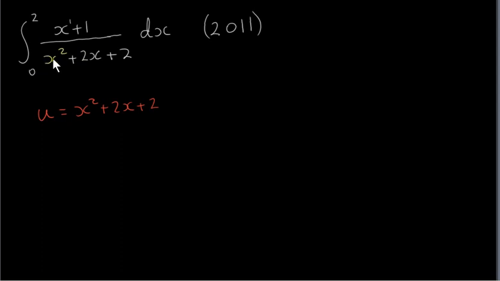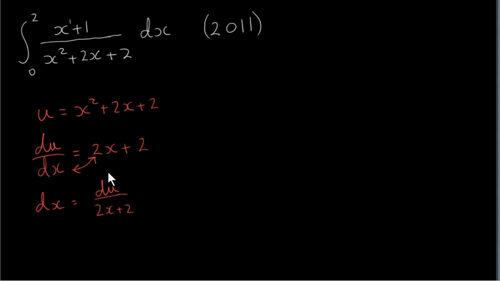Anyway, let's suppose we call this u. Let's look at du dx. So we differentiate this with respect to x. We get 2x plus 2. Let's rewrite this to make dx the subject. Now you can cross multiply, say du equals 2x plus 2 times dx, and then divide to get dx equals du divided by 2x plus 2. Basically, it all boils down to just interchanging these two. So we get dx equals du over 2x plus 2. So just interchange the 2x plus 2 with dx.